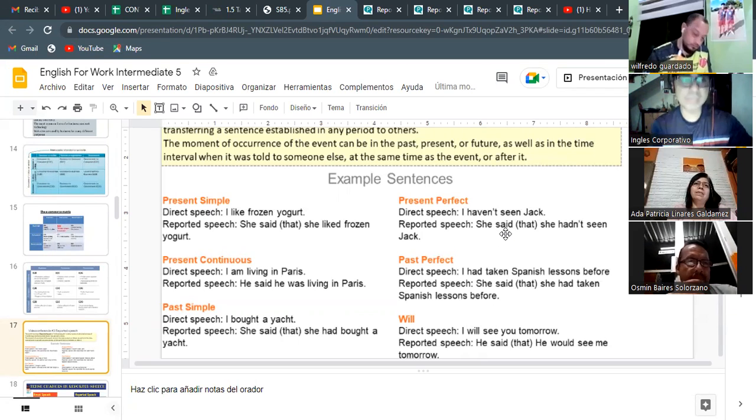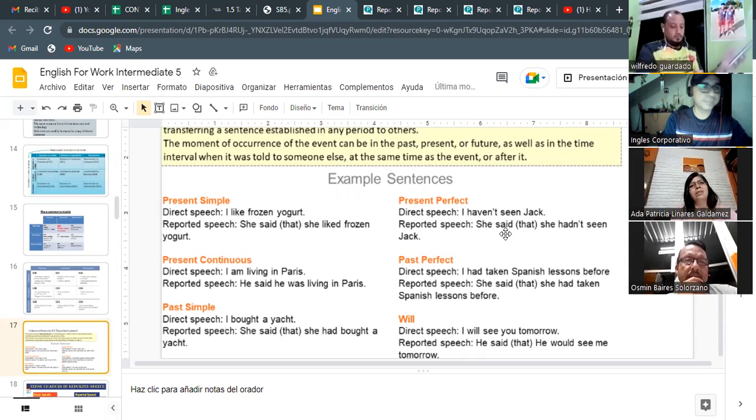And sometimes the verb is going to be different, just as Wilfredo said. Sometimes we are going to use told. He told me, he told us. So that is possible. But by now we're going to keep with say, okay? In past, that is going to be in simple past.